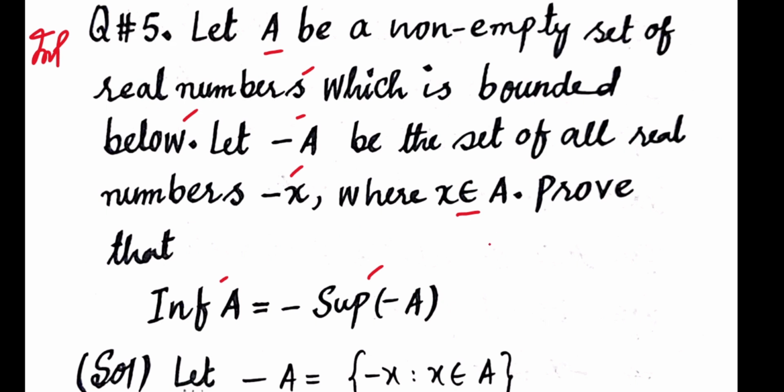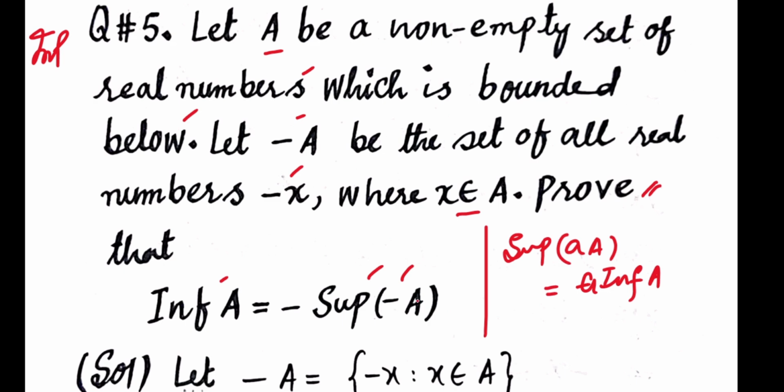This property is also given in the textbook of Robert G. Bartle. In that book, the above statement can be stated as: supremum of a times A is equal to, if a is a negative real number, a times infimum of A. And if particularly you put a equal to minus 1, you can get this result of Walter Rudin.